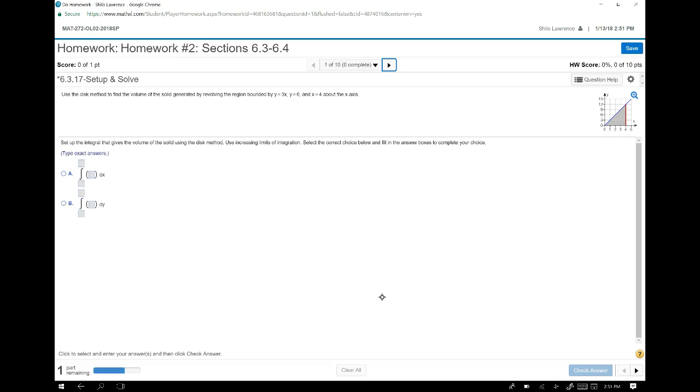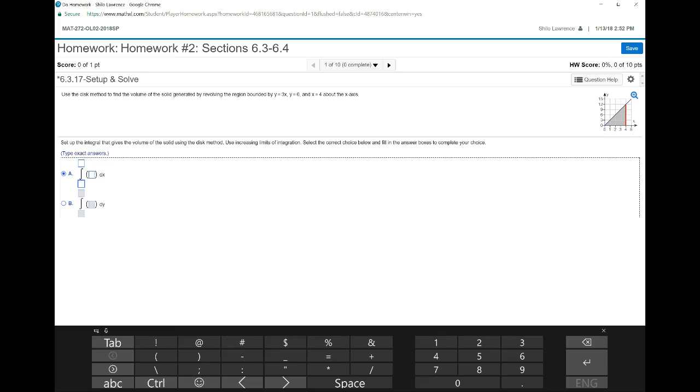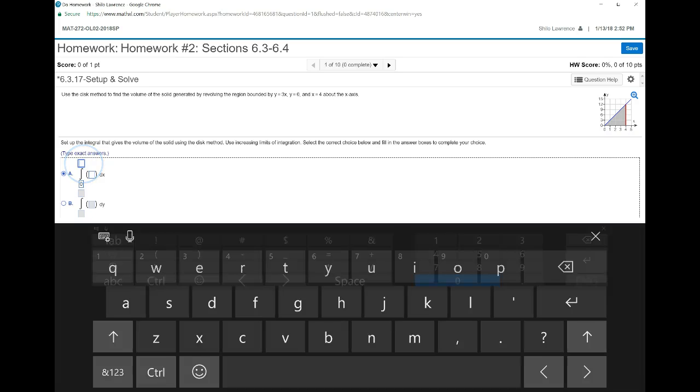Usually if you get it incorrect, so I'm going to choose one of these. Now A says we're going to integrate with respect to X. B says we're going to integrate with respect to Y. So I'm just going to randomly pick this and try to get it wrong just to show you what happens. Usually if you get it wrong, they'll try to give you a hint.